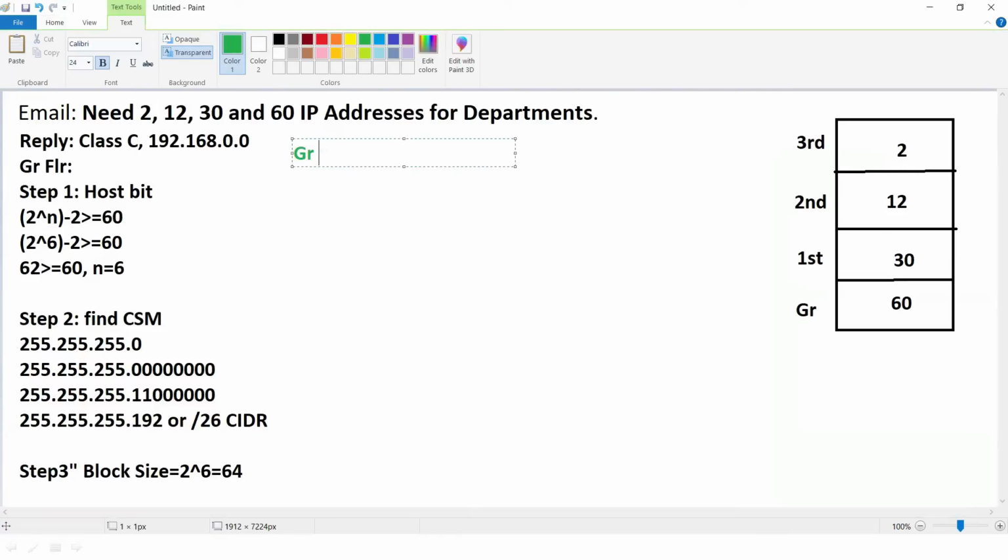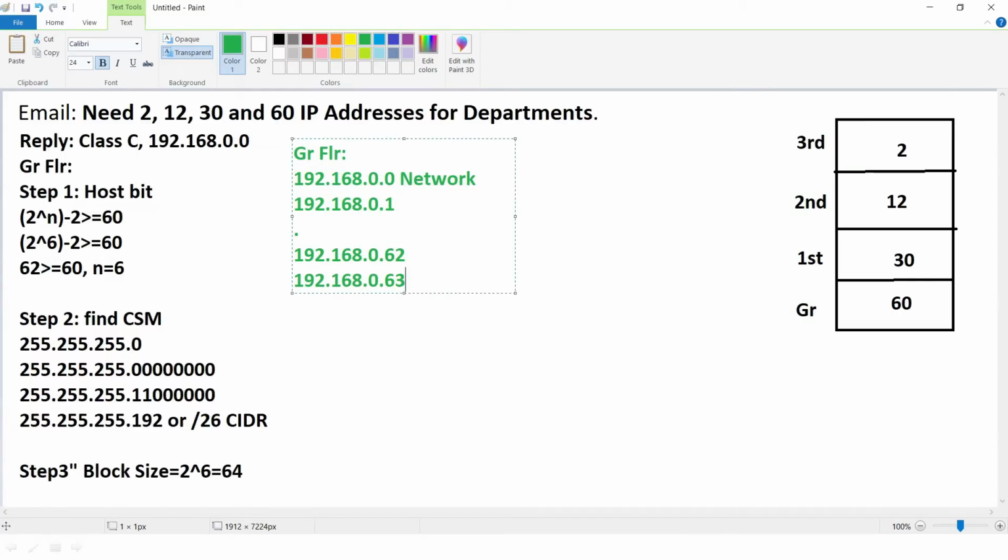For the ground floor, the IP addresses will be: 192.168.0.0, this will be our network address. 192.168.0.1, this will be the first IP address. 192.168.0.62, this will be the last IP address. And 192.168.0.63, this will be our broadcast. This will be represented by slash 26 in this case. So these are the IP addresses allotted to the ground floor.